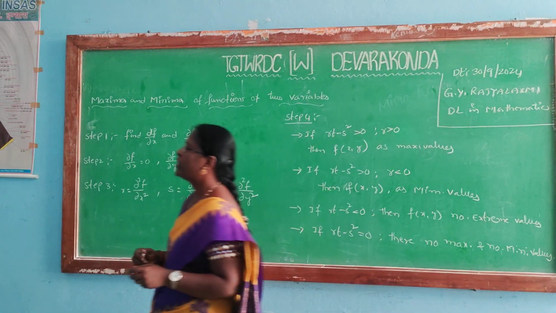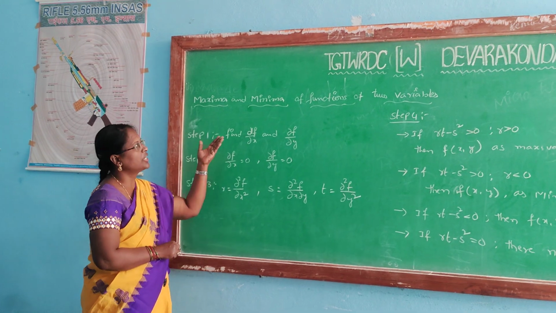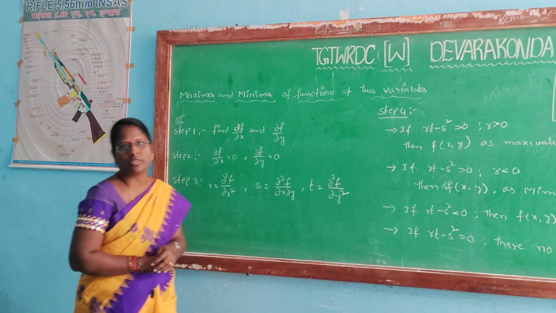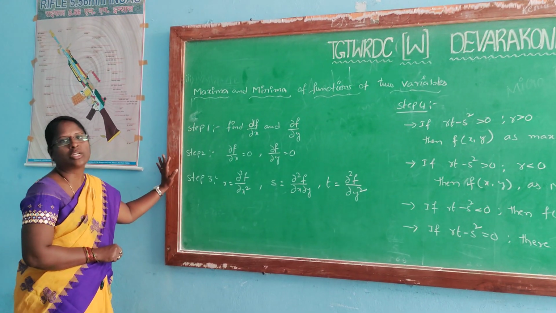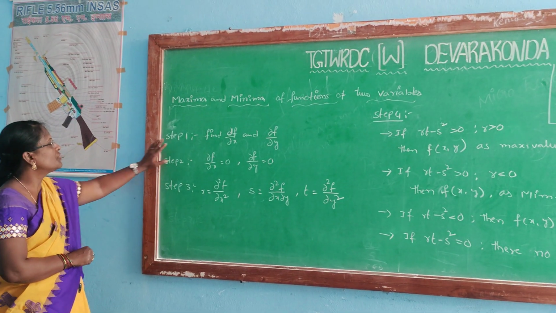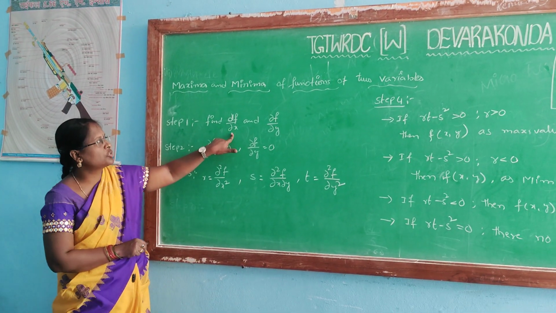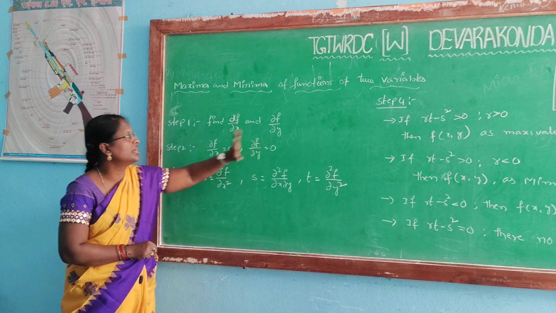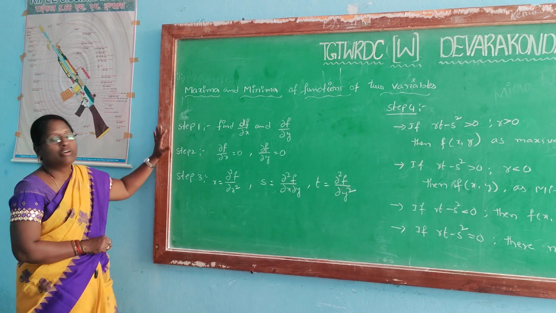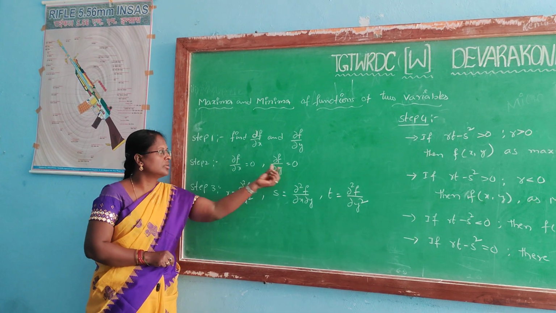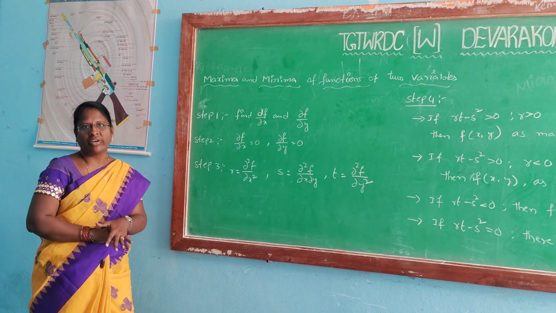So today I am going to give the class, first year, first sem, second unit: maximum and minimum of functions of two variables. In this we have four steps to find the maximum and minimum values of the function. Step one, for any function, we have to find the partial derivatives with respect to x and with respect to y, dou f by dou x and dou f by dou y. And step two, we have to equate these two to 0. From this we find the x and y values.